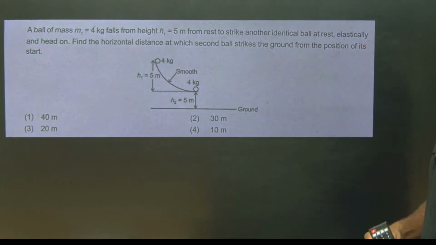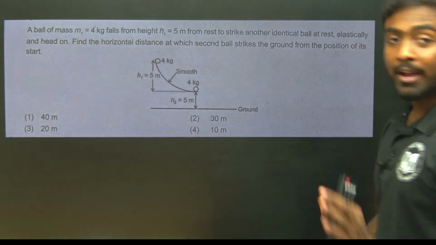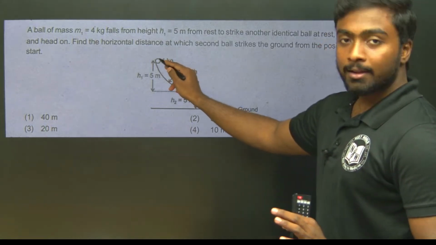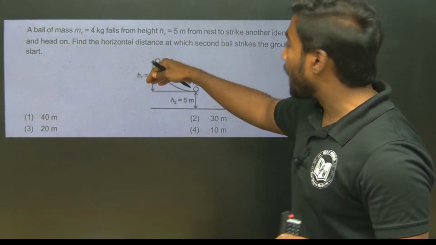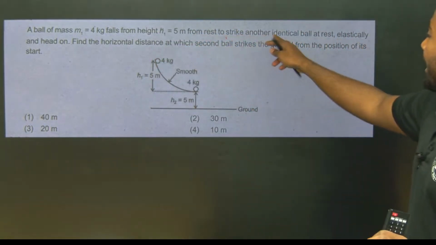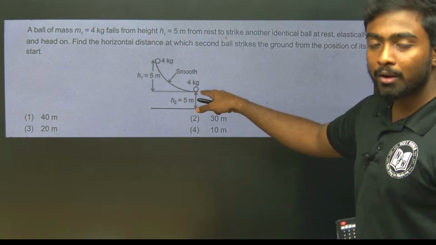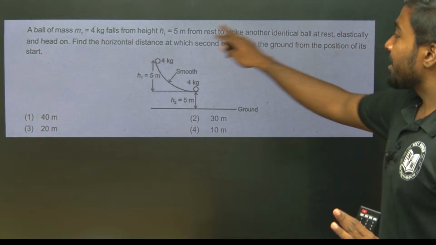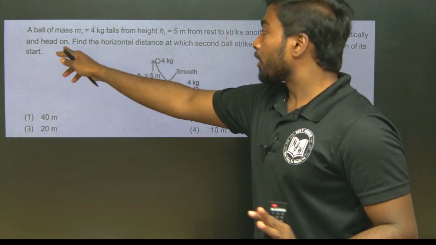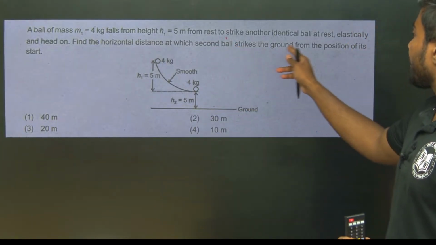A ball of mass m1 equals 4 kg falls from height h1 equals 5 meter. So this is the ball of mass 4 kg at a height h1, falling from rest to strike another identical ball at rest. There is another identical ball which also has a mass of 4 kg. It strikes elastically and head on. Find the horizontal distance at which the ball strikes the ground from the position of its start.